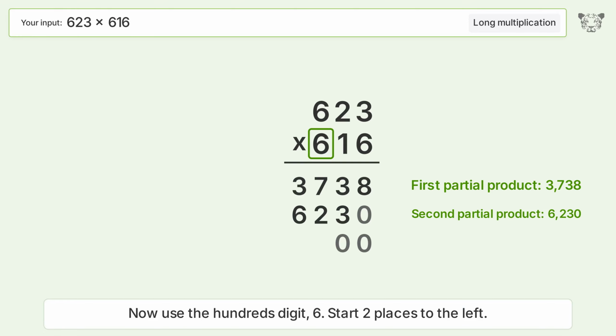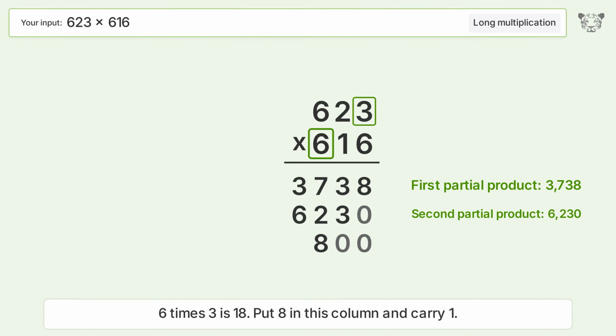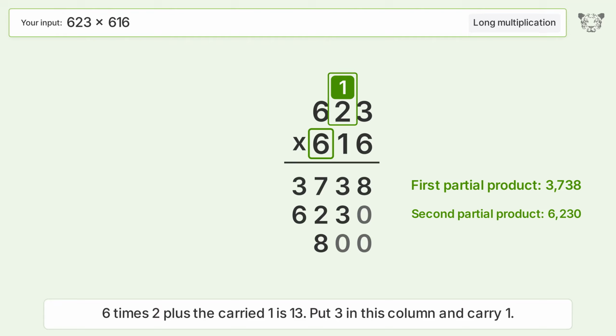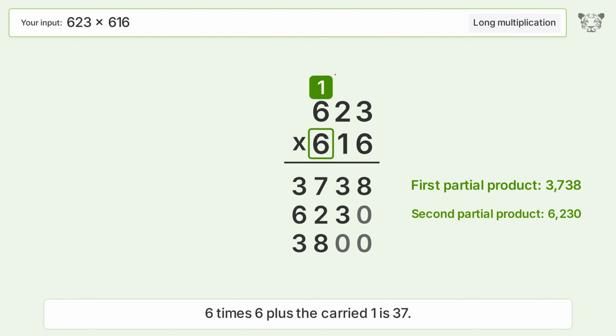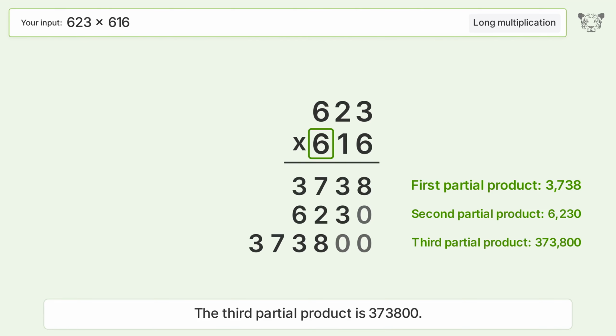Now use the hundreds digit, 6. Start two places to the left. 6 times 3 is 18. Put 8 in this column and carry 1. 6 times 2 plus the carried 1 is 13. Put 3 in this column and carry 1. 6 times 6 plus the carried 1 is 37. The third partial product is 373,800.